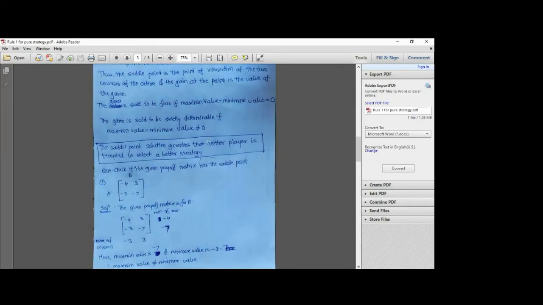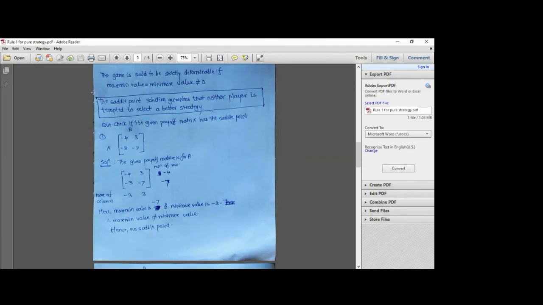So now, what is the significance of this saddle point? If the saddle point is there, the saddle point solution guarantees that neither player is tempted to select a better strategy, right. Both are getting 2. So whatever they do, if player A is selecting the strategy, it is going to lead him to value 2, and player B is also going to select the particular strategy which is going to yield him value 2. So they are not tempted to select a better strategy, according to that maxmin value and minimax value, right.